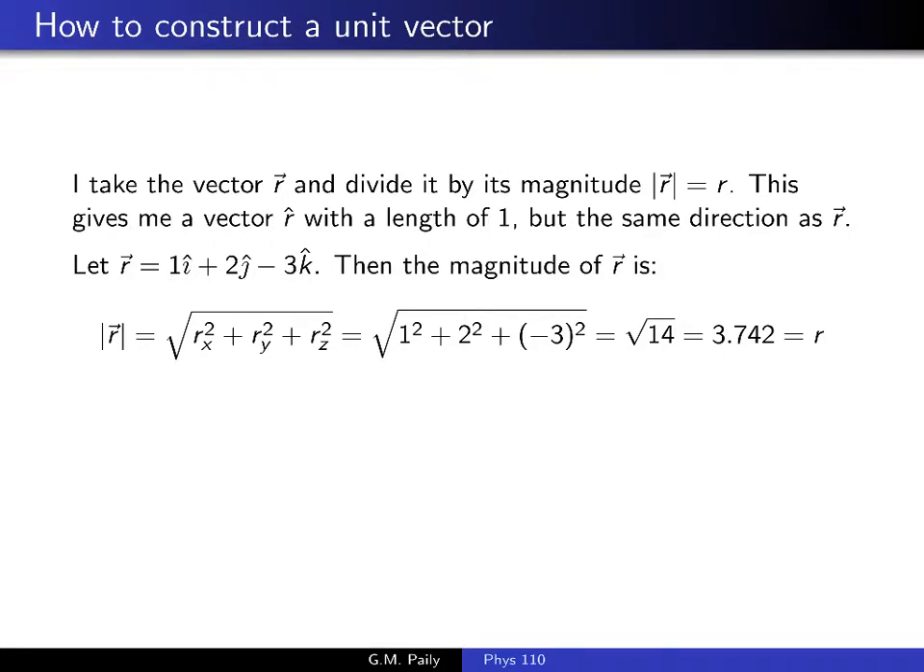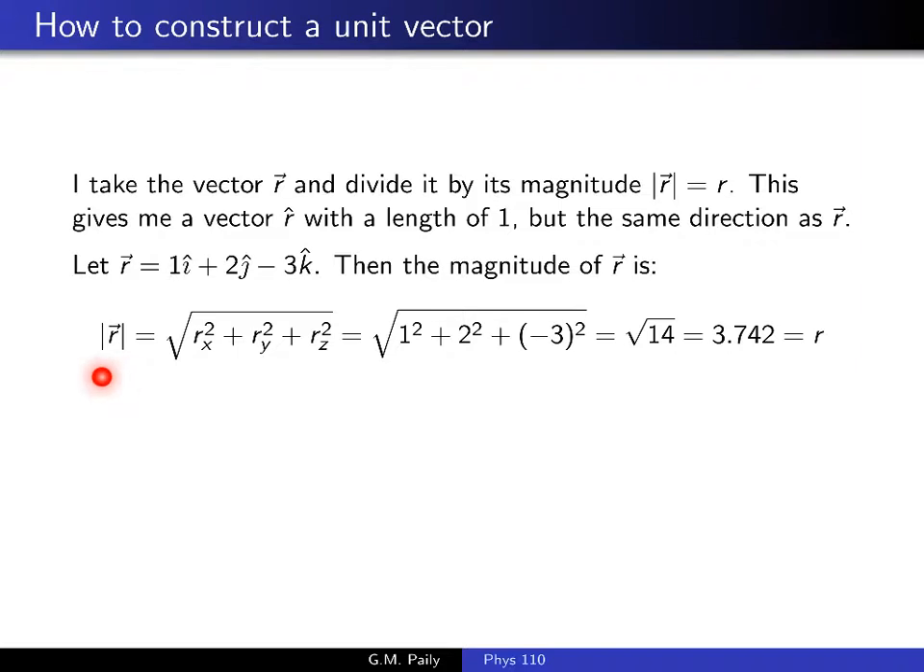Here's an example. Let r equal 1i hat plus 2j hat minus 3k hat. How do we calculate the magnitude of r? We use the Pythagorean theorem. That is the square root of rx squared plus ry squared plus rz squared. Again, remember that even if there is a negative component, like the z component here, when you're squaring, the minus sign will go away. So we get 1 plus 4 plus 9, which is a total of 14, and the square root of 14 is the magnitude of the r vector.